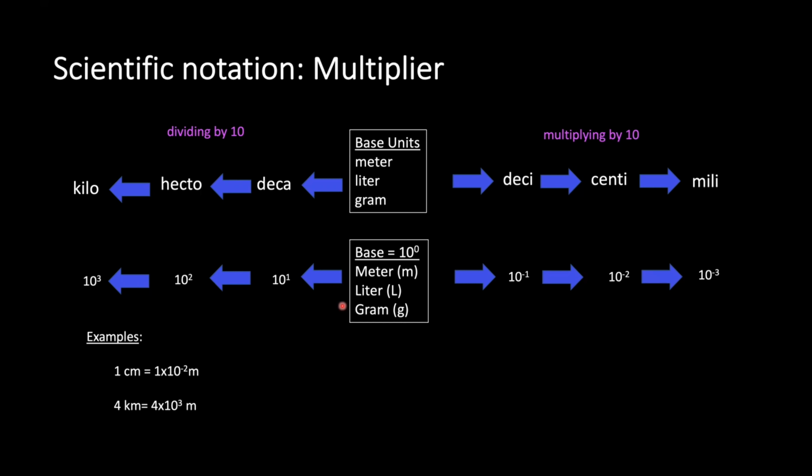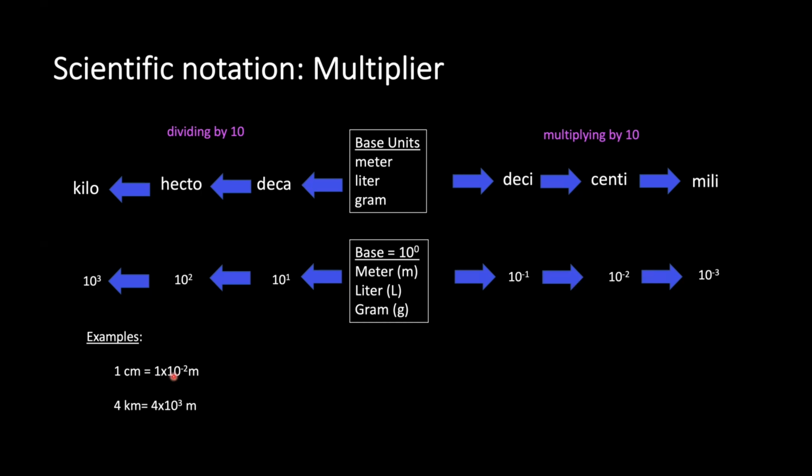Taking steps to the left, deca is 10 to the 1. Hecto is 10 to the 2nd. Kilo is 10 to the 3rd. So now let's put a number in scientific notation. Let's say we have 1 centimeter. We keep that whole number 1, or whatever that number would be. Let's say it was 1.22. You also keep that. And then you'll put times, then the multiplier for centi.